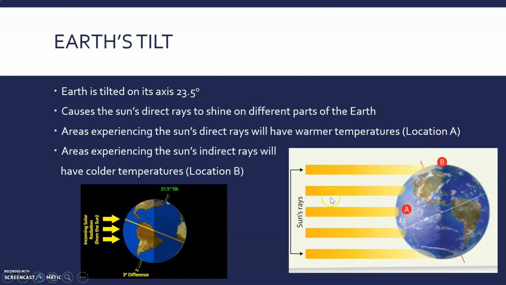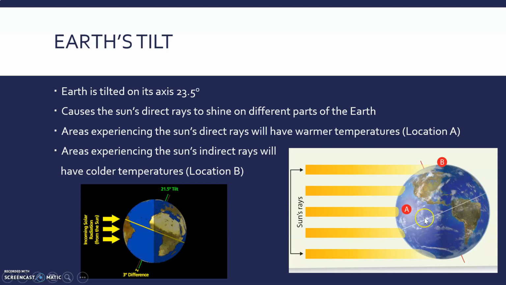So areas experiencing the sun's direct rays, such as right here, are going to have warmer temperatures. Areas experiencing sun's indirect rays are going to have cooler ones, and colder temperatures, to be honest, in some places. So A is part of the tropics. This is Hawaii. So Hawaii is always getting those pretty good sun rays. But B, up near the Arctic Circle, is getting rays, but they're much, much less vivid and much further away. Therefore, it's going to be much colder.